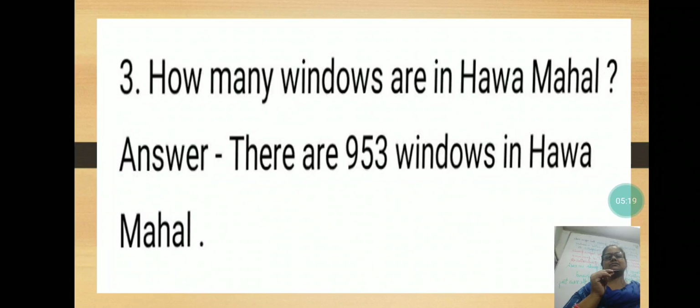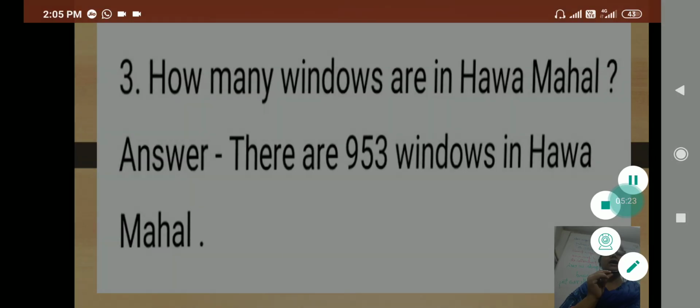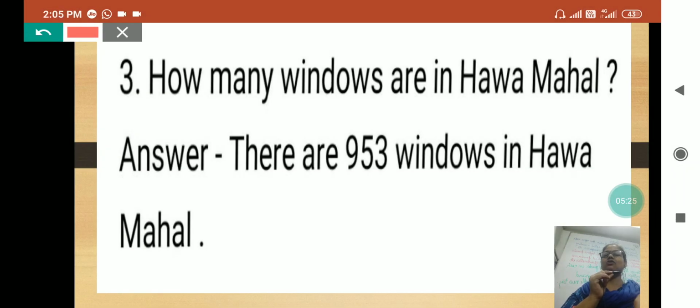Now see the next question. How many windows are in Hawa Mahal? Already I have explained, 953 windows. And this allows breeze to blow inside and makes it a Hawa Mahal, palace of breeze or palace of wind.